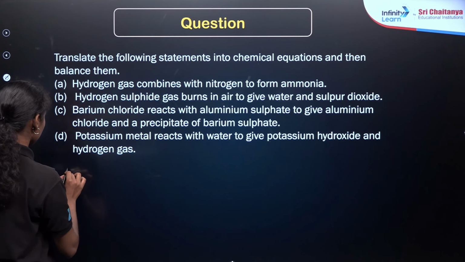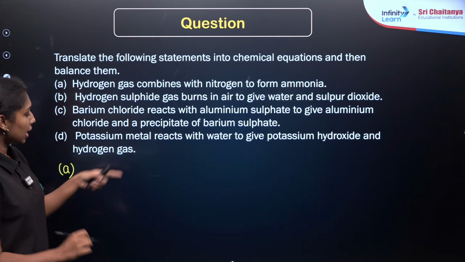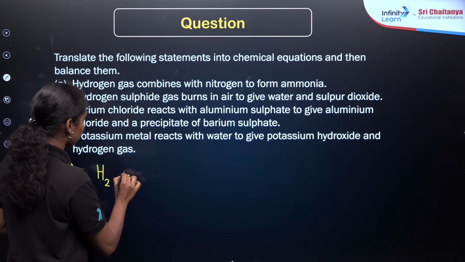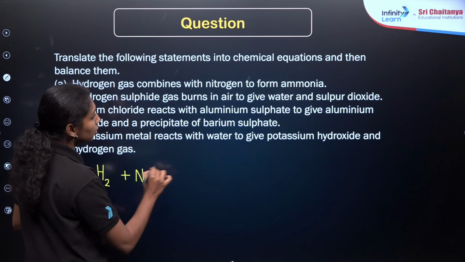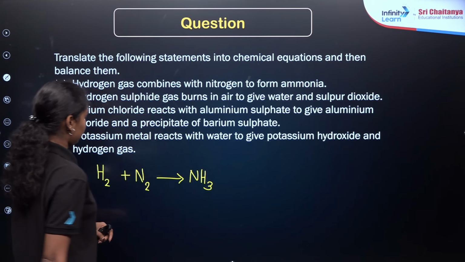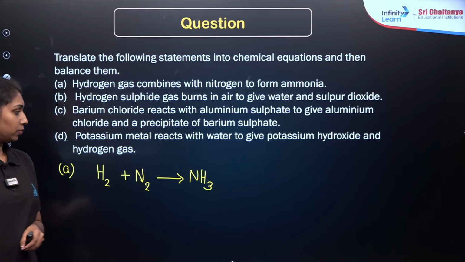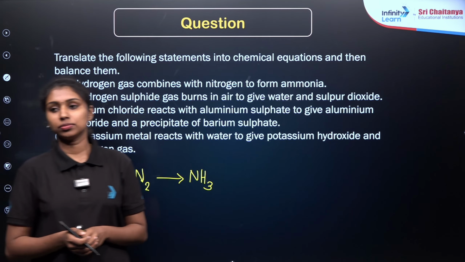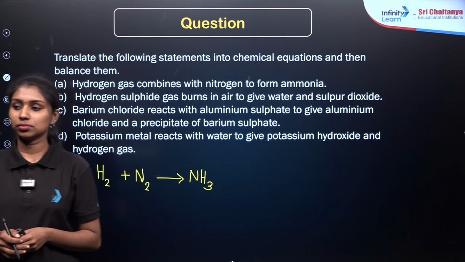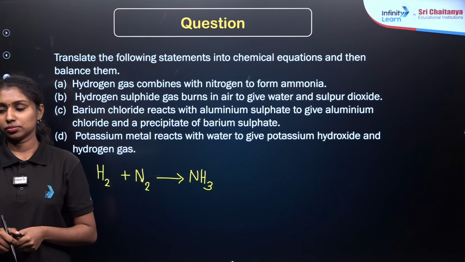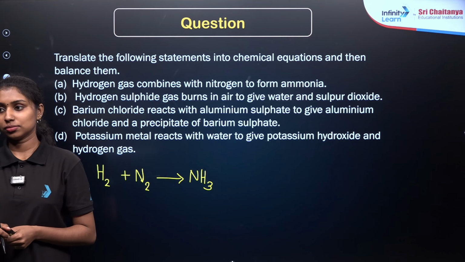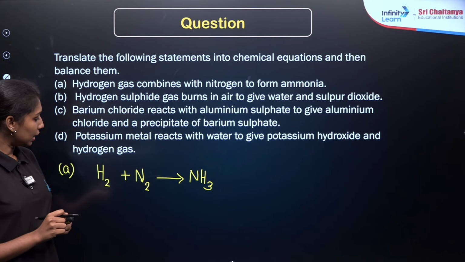Okay, till then I will write down the equation here. Hydrogen gas means H2, combines with nitrogen, N2, to form ammonia. Ammonia means NH3, right? So I hope you have done the balancing.